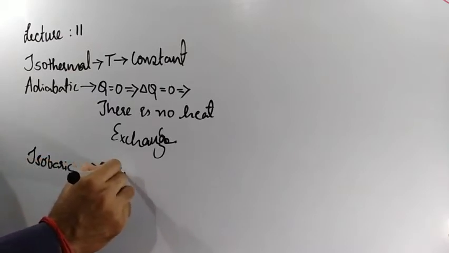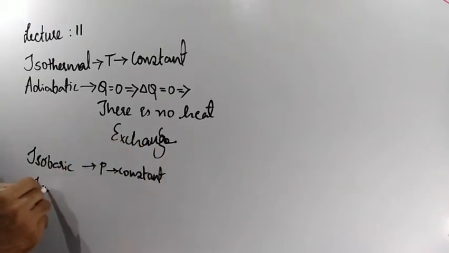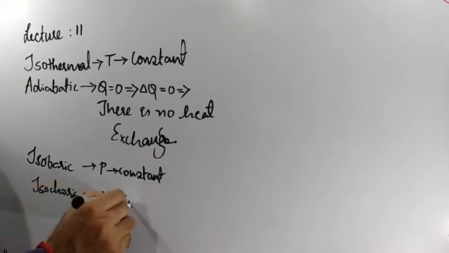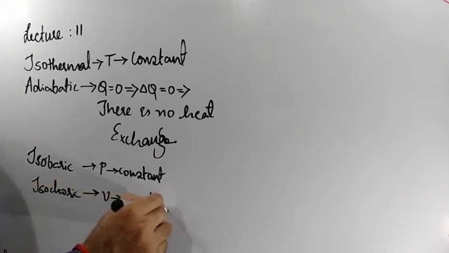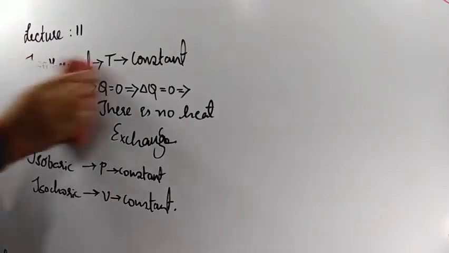pressure value will be constant, and isochoric process, volume will be constant. Clear? So shall we go for the numerical part? Graphical based questions based on first law of thermodynamics. How first law of thermodynamics should be applied for graphical problems. In graphs, how they will be asking the questions.